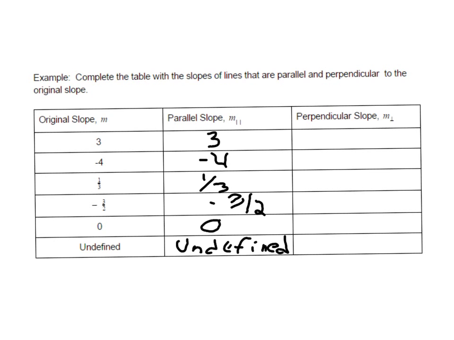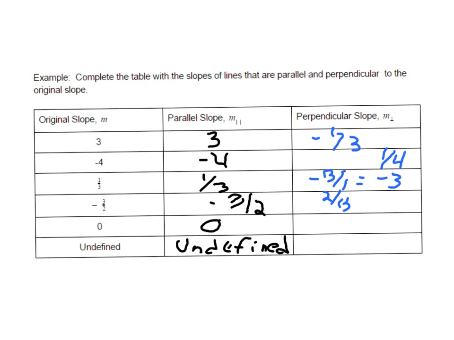Okay, now the perpendicular slopes. Remember, we're going to change the sign and we're going to flip the fraction. So here, for the first one, I've got a slope of +3. My perpendicular slope would be -1/3. Slope of negative 4. Well, my perpendicular slope would be positive 1 over 4. A slope of positive 1/3. Well, perpendicular is going to be negative 3 over 1, or simply negative 3. Slope of negative 3 over 2. Perpendicular is going to be positive 2 over 3.